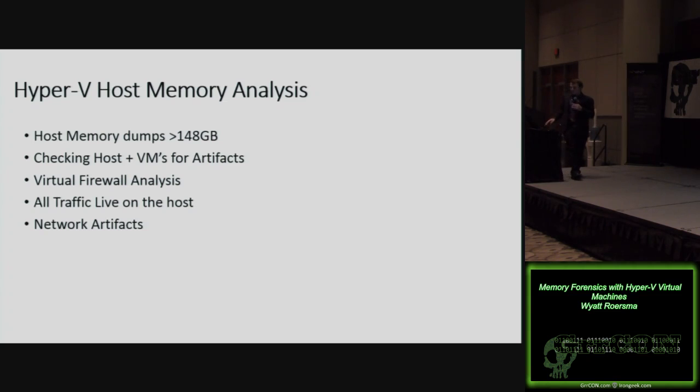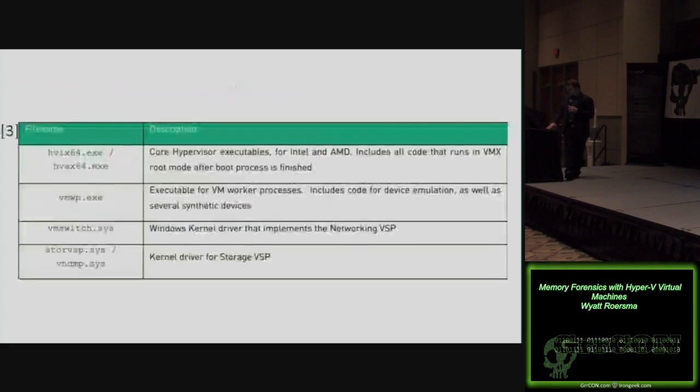This also gives you a lot of network artifacts. If anyone's familiar with the EtherCap plugin that was released last year by Jamal, I can't remember his last name, you can actually dump out a lot of packets from the virtual machine image. The root Hyper-V virtual machine image will give you all the packets of the virtual machines on it. So it's kind of interesting. We'll get to those network artifacts in a minute.